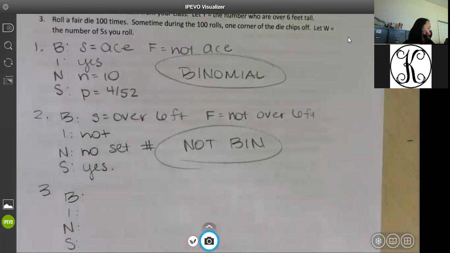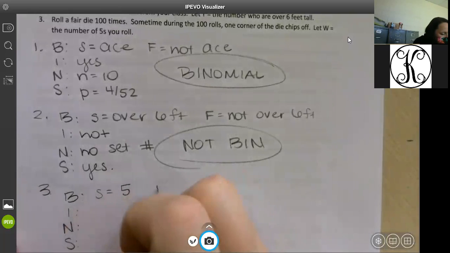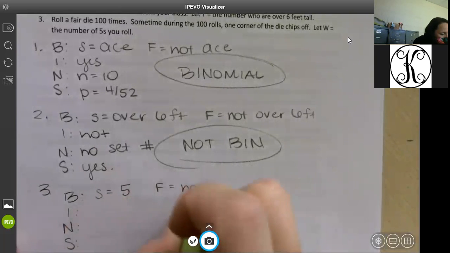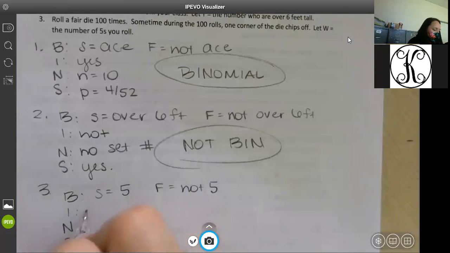Roll a fair die 100 times. Sometime during the 100 rolls, one corner of the die chips off. Let W equal the number of 5s you roll. What's your success? What's your fail? Is it independent? Does one roll affect the other? Nothing affects it, so it is independent.